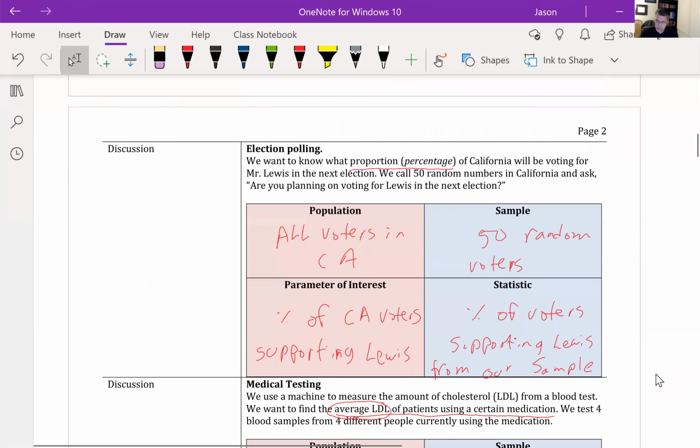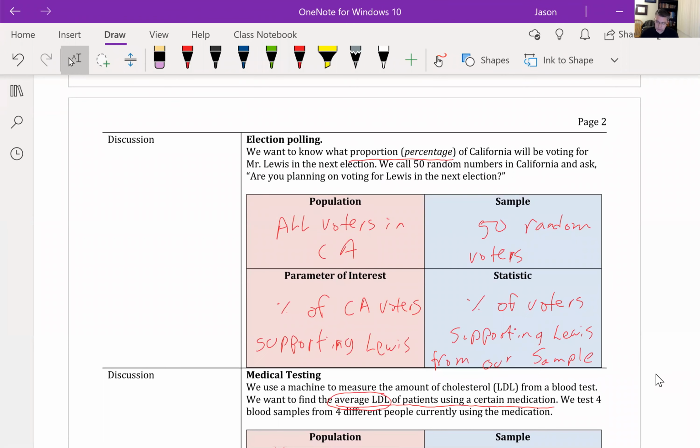Okay, let's look at an example of election polling. We want to know what proportion of California will be voting for Mr. Lewis in the next election. We call 50 random numbers in California and ask, are you planning on voting for Lewis in the next election?